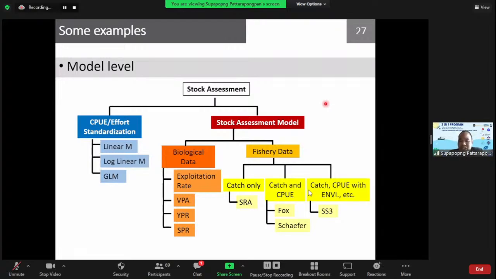The next is the catch and CPUE, which we use with production models like Fox and Schaefer that I already explained roughly. And if you have very well collected information, you can have a lot of parameters, like the catch, CPUE, including some biological parameters and environmental parameters. So you can use very complicated models like SS3, which incorporates more ecological modeling. So you can see and define how they are related to other stocks in the nearby area and what effect there will be if you catch too much of this stock.